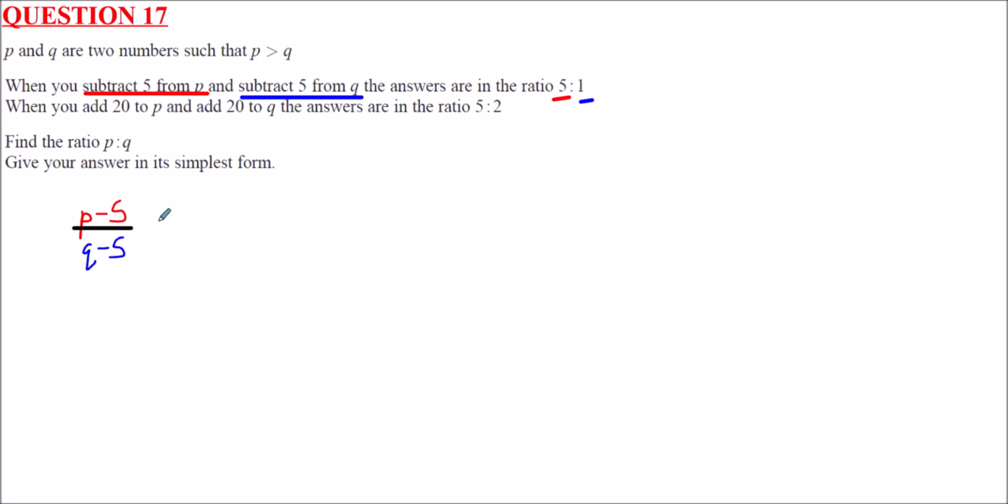We're told that those answers are in the ratio 5 to 1. Now, because ratios work very much like fractions, we can consider this as being 5 over 1. So the ratio of one to the other, the ratio of this one as a fraction divided by the second, will be the same as the result when we take 5 and divide it by 1. So this is our way in to the question.